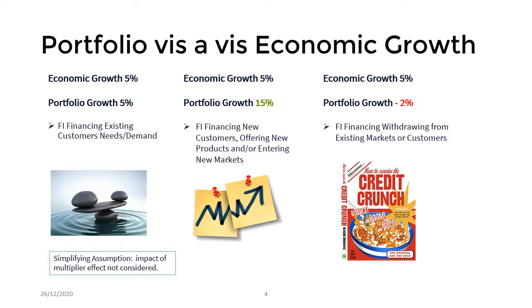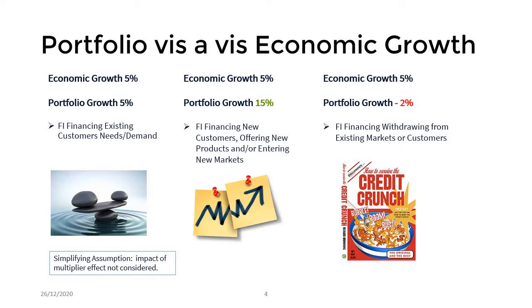This slide compares economic growth to portfolio growth. Three cases are shown, and explanations or interpretations are provided. The first case depicts a situation where the portfolio growth equals the economic growth. In this example, the economic growth is assumed to be 5%, and the portfolio growth is also 5%. This example might indicate a financial institution financing the needs and demands of its existing customers.